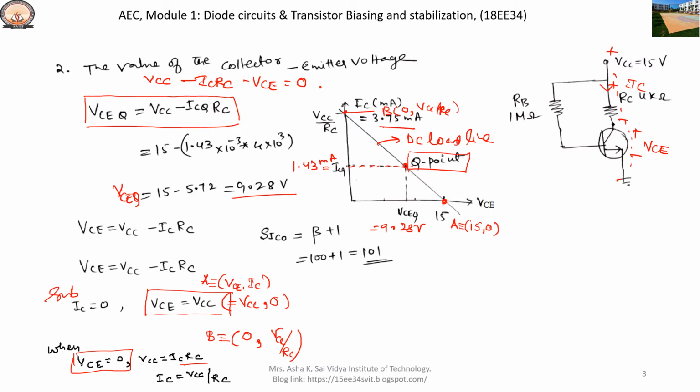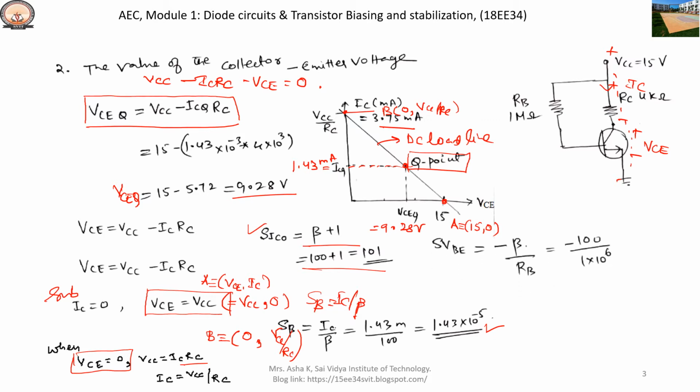Then we'll find the stability factor SICO, that is equal to 1 plus beta, that is equal to 101. Similarly, the stability factor S beta is equal to the collector current divided by the current gain. It is calculated as 1.43 into 10 to the power minus 5. The last one, SVBE, that is equal to minus beta divided by RB, that is equal to minus 100 divided by 1 into 10 to the power 6. This is nothing but minus 10 to the power minus 4.